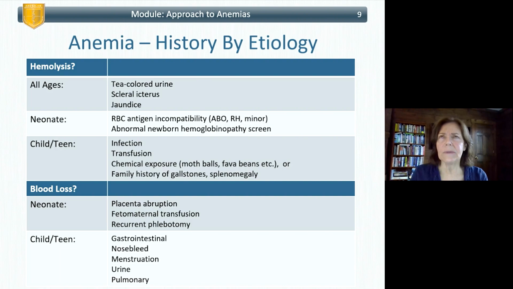If you're considering blood loss as a possible cause of anemia, in the newborn, you'll have to ask questions in your history about placental abruption, fetal-maternal transfusions, or recurrent phlebotomies. When you're asking a child or teen, you'll have to ask about gastrointestinal blood loss, nosebleeds, how heavy their menstruation is, any blood in the urine, or coughing up blood, any blood in the lungs.